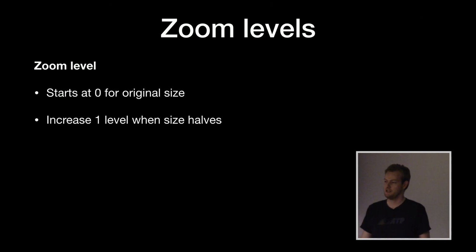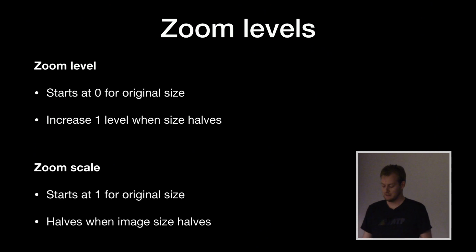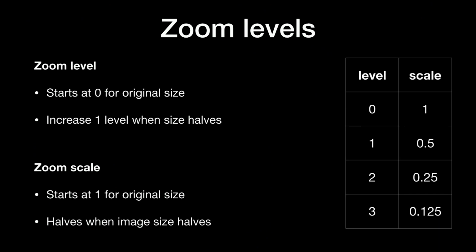But this is not how iOS works with zooming. iOS instead uses scale, where the original image is at scale 1, and when you're zooming out to half the size, you're at scale 0.5, and then a quarter, and then an eighth, and so on. So this is a table we need to map between. And the scale is what iOS uses all the time, and the level is what we want to be working with, because that's a lot easier to deal with.